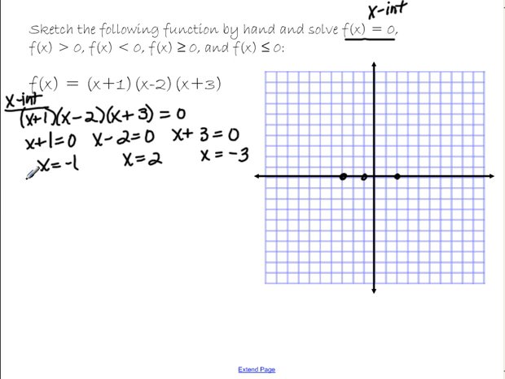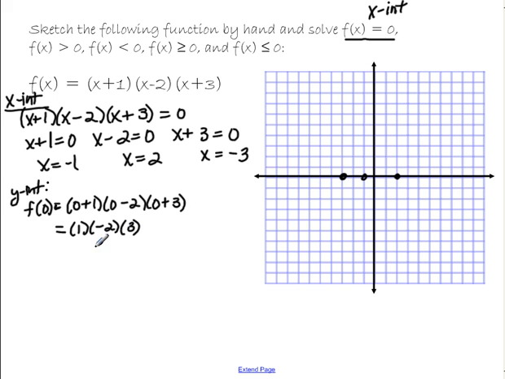Now, another key point on a graph is the y-intercept. If you want to find the y-intercept, remember that's where we find f of 0. f of 0 is plugging in 0 for x, and then we get these three factors, so we can simplify inside to get a 1 times negative 2 times 3. Multiplying those three factors together gives us a negative 6. So we know 0, negative 6 is also on our graph. So at 0, we go down 1, 2, 3, 4, 5, 6. Okay.